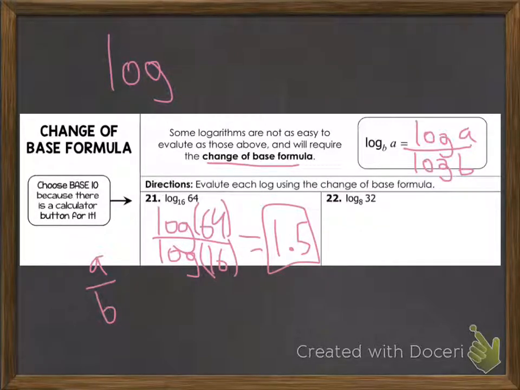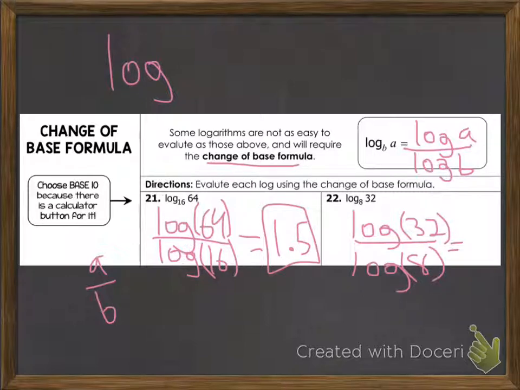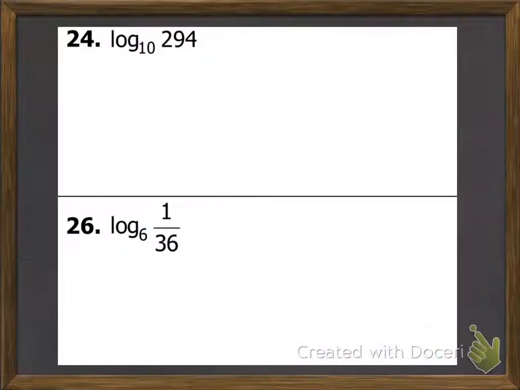Let's do number 22. So the 32 is going to be my a, so that's going to go on top with log of 32. And then on the bottom, I'm going to have log of 8. Now the same thing, put the numbers in parentheses when you're typing into the calculator. It'll be very helpful. And the number you're going to get is actually 1.6 repeating. So just put a line over the 6 to show that it is a repeating number. It's just going to be 1.6 going on forever.